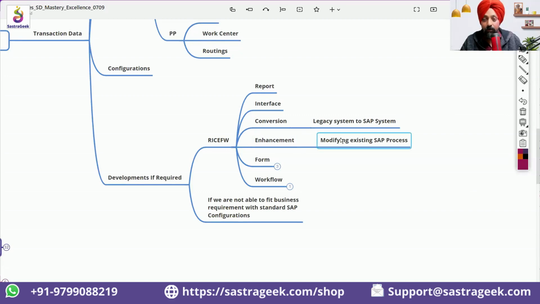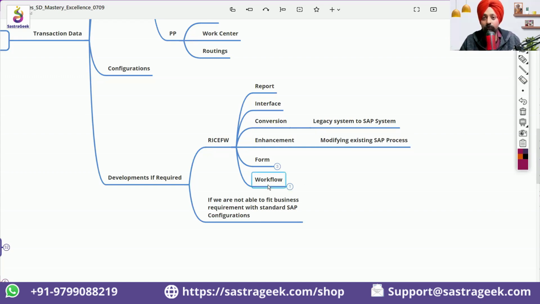Enhancements: modifying an existing SAP process. The sales order screens look good, but in one of the countries, Greece, there is a specific kind of identification number when they sell to government customers. All their transactions need to have one specific legal identification number, which needs to be passed on. So I need a specific field in my sales order header or sales order item that displays my specific legal number, right? So I need to change the existing screen and the existing SAP program. That comes under enhancements.